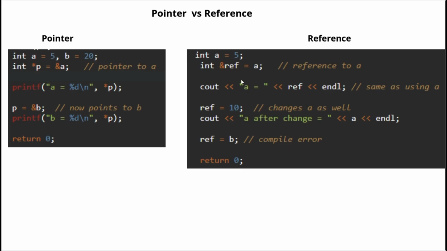But with the reference, you can have a reference to a, and you can print and access it directly. You can change the value, you can access it directly. But if you want to change the reference to make an alias to another variable, it will give a compiler error. You can only do that once.